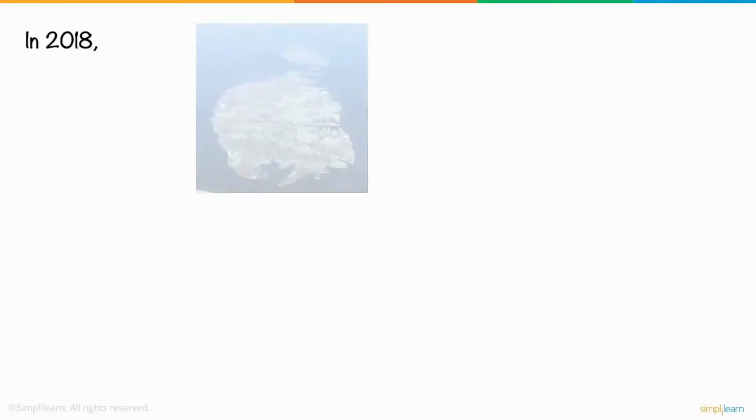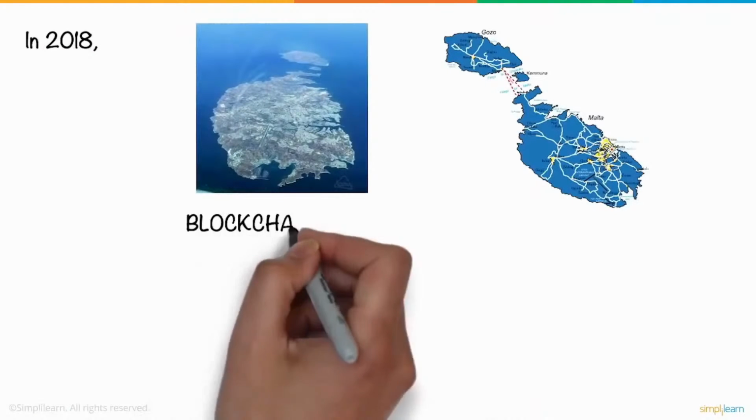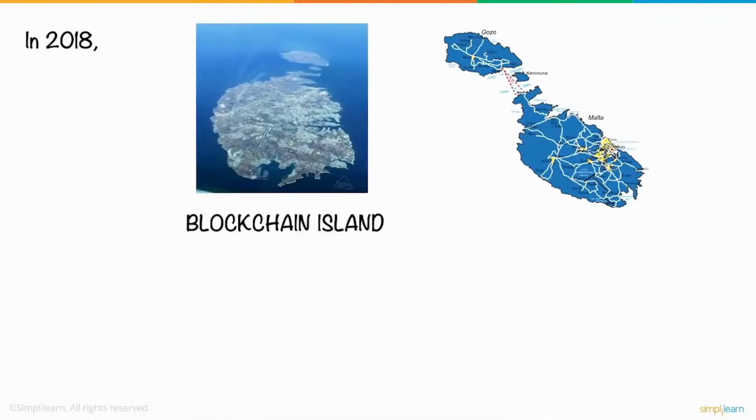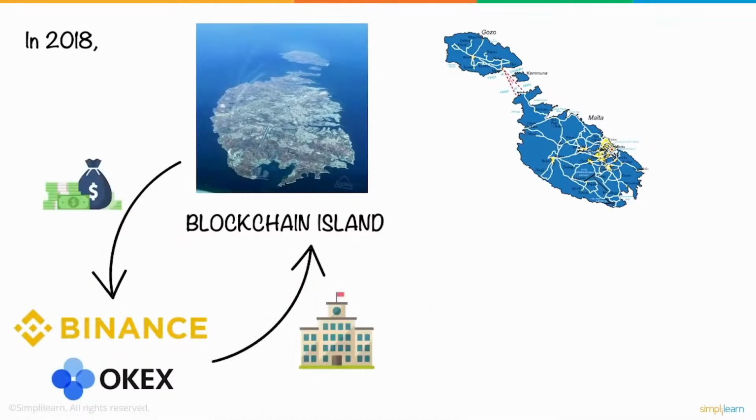In 2018, Malta, an island located in the Mediterranean Sea, south of Italy, was titled Blockchain Island, as it led to the economic stability of the nation. Many fintech companies like Binance and OKX have already begun to take advantage of Malta's financial incentives and have moved their headquarters to the blockchain island.